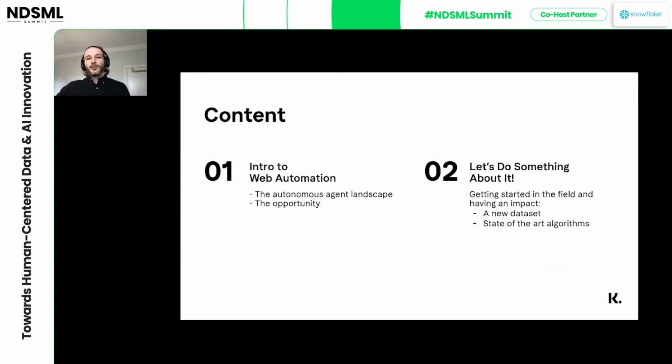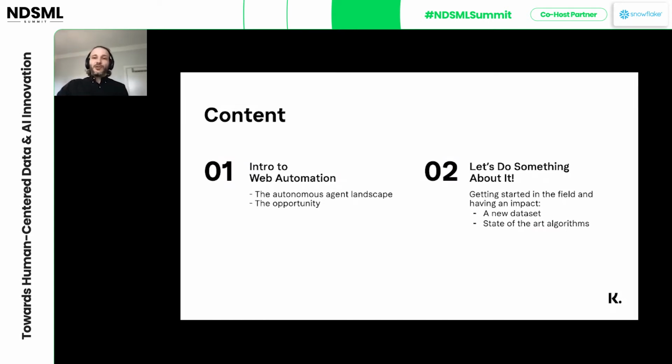Today's talk is going to be structured in 2 main sections. I'll start with an introduction to the field and where it lies in the landscape of deep learning research, as well as what opportunities lie ahead and why we should be solving this problem. The second part of the talk is going to be focused around how to do something about it. Here we'll discuss a bit about the state of the field now, and I'll introduce you to the tools you need to get started and have an impact.